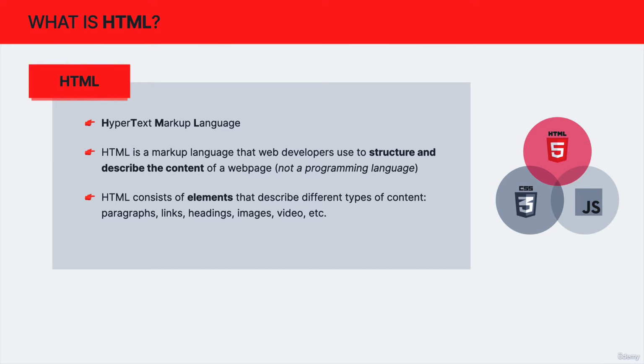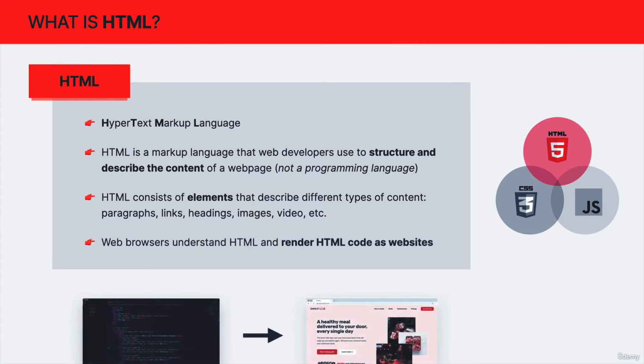But we really have all kinds of different elements. So elements to create links, to create page headings, images, video, and a lot more, as you will learn throughout this section and basically throughout the entire course. Then, as we also learned in that lecture where we built our very first web page, web browsers such as Google Chrome do essentially understand HTML code and can render it as a final website. So a website that we can see in the browser. Okay. So this is essentially what HTML is and what we can do with it.